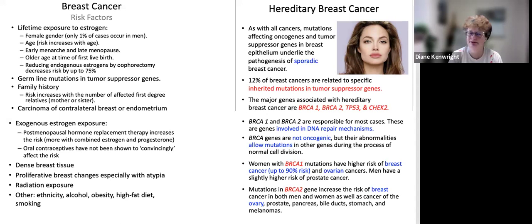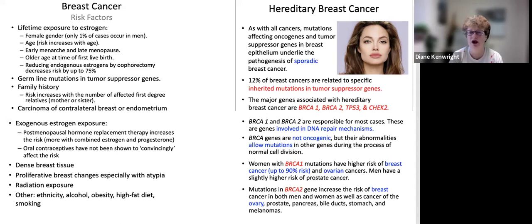Family history, of course, people who actually have the BRCA genes, and also people who have a cluster of lower risk genes, which together increase the risk in families. And then other: radiation exposure. Yes, having breast screening does actually increase, by a very, very tiny amount, the risk of breast cancer. And then alcohol, obesity, and ethnicity.